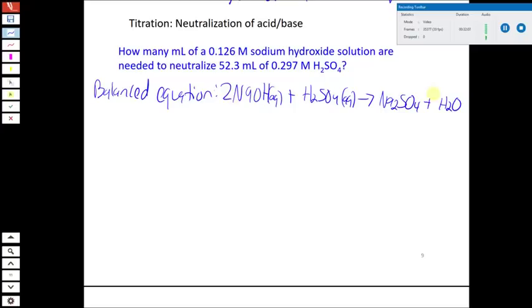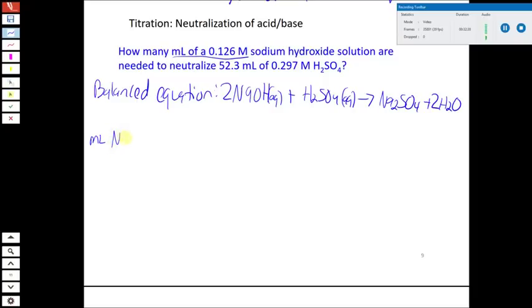That will also give us a coefficient of 2 in front of water. We don't need a coefficient in front of sodium sulfate, but like I said, the products are not terribly important for this and for just about every sort of titration problem. So then the question asks us, we can go into then doing the calculation. We want to know how many milliliters of our sodium hydroxide solution is needed.